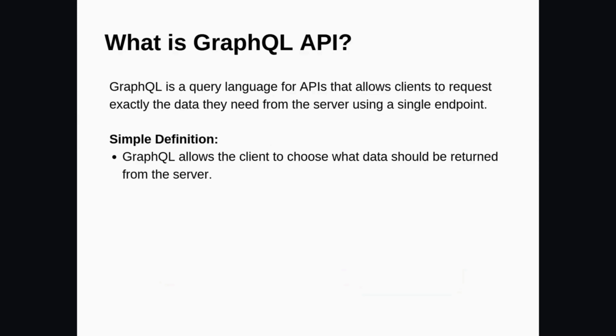Okay, by the definition, what is GraphQL API? GraphQL API is a query language for the APIs that allow clients to request exactly the data they need from the server using a single endpoint.